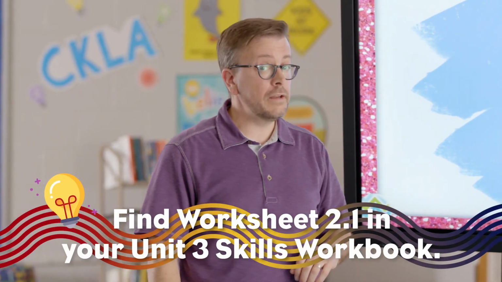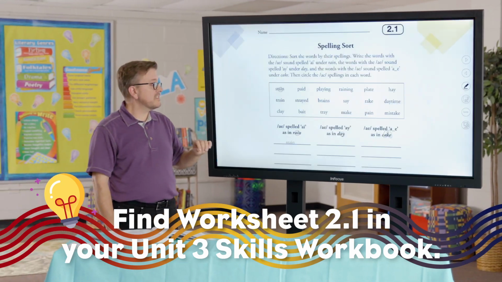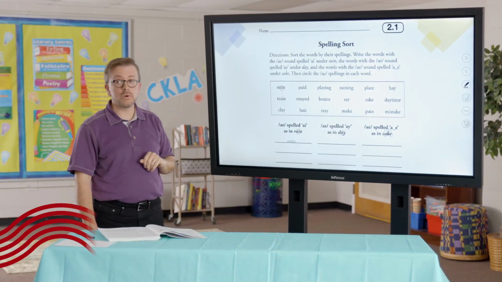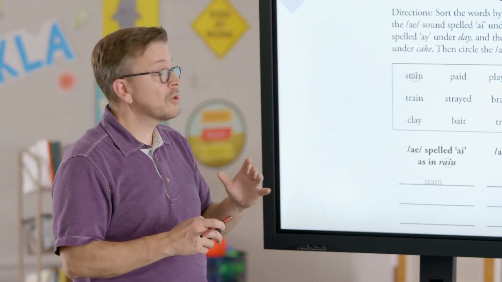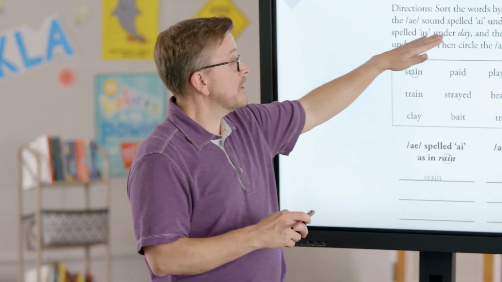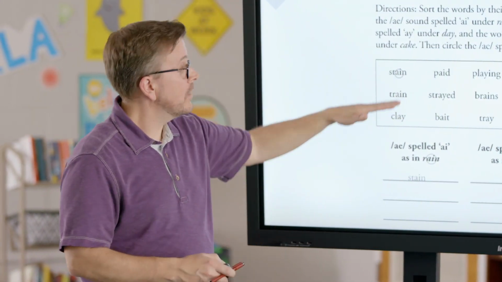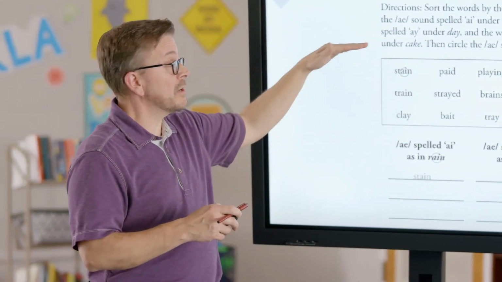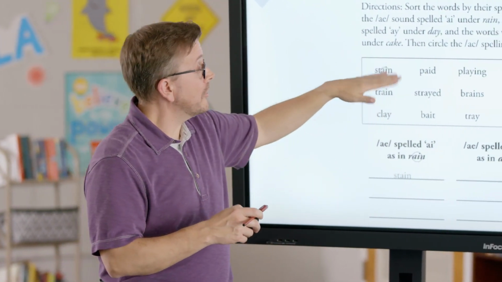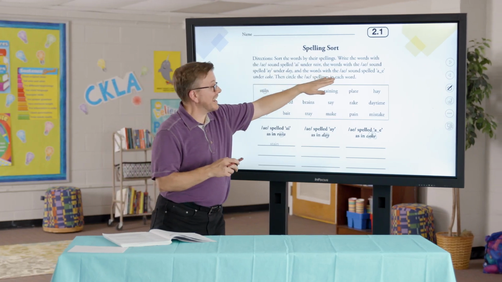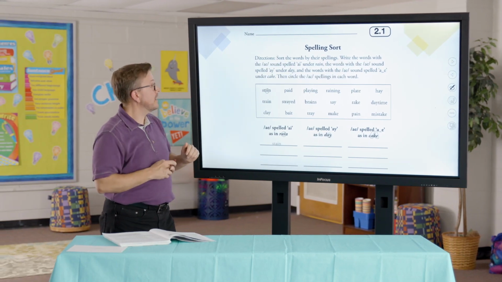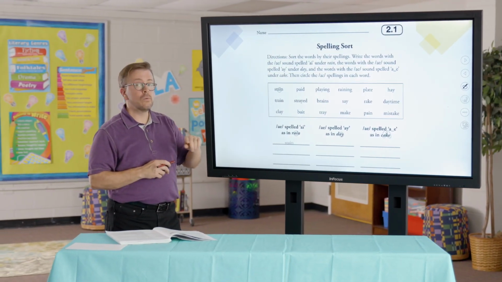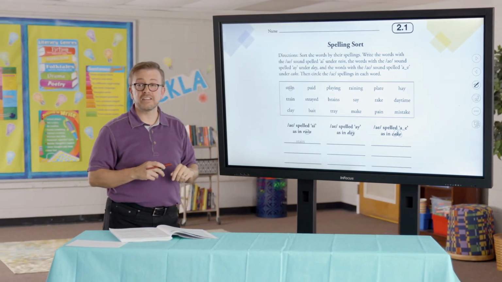Let's look at our workbooks, and we're going to find worksheet 2.1. Look up in that top right corner. It's going to say spelling sort at the top. All right, so we're going to sort the words by their spellings. We're going to write those words with that A sound spelled with the AI under rain. We're going to take the words with the A sound spelled AY as in day, under day. And we're going to write the words with that A sound with that separated digraph, A consonant E, under the word cake. And then we want to come back and circle those A spellings in each word, okay?